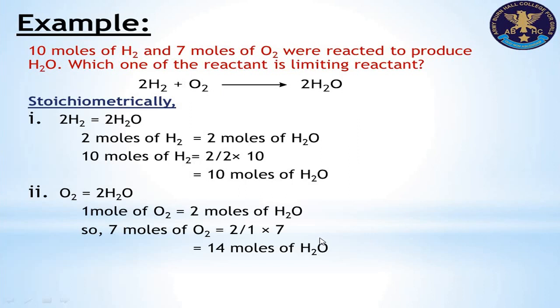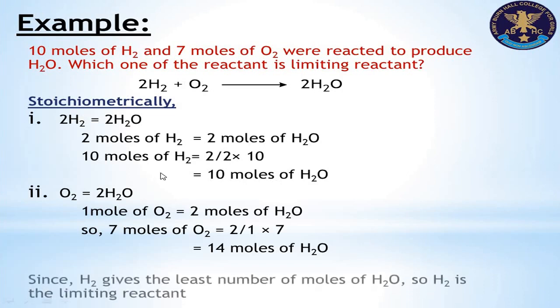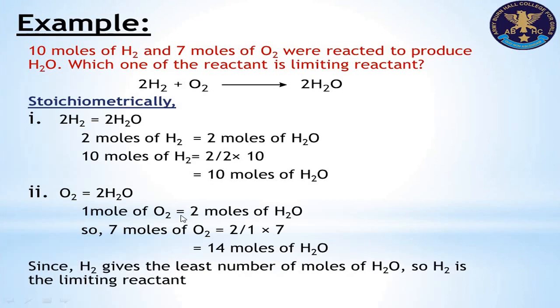Now we have to look at which of these two reactants, hydrogen and oxygen, is giving us the least number of moles of water. Hydrogen is giving 10 moles, while oxygen is giving us 14 moles. So the hydrogen is giving us the least, 10 moles of water. So this hydrogen will be the limiting reactant, and oxygen here acts as the excess reactant.